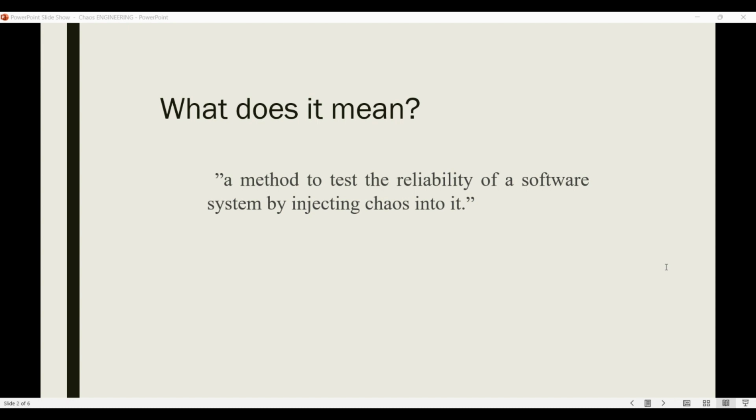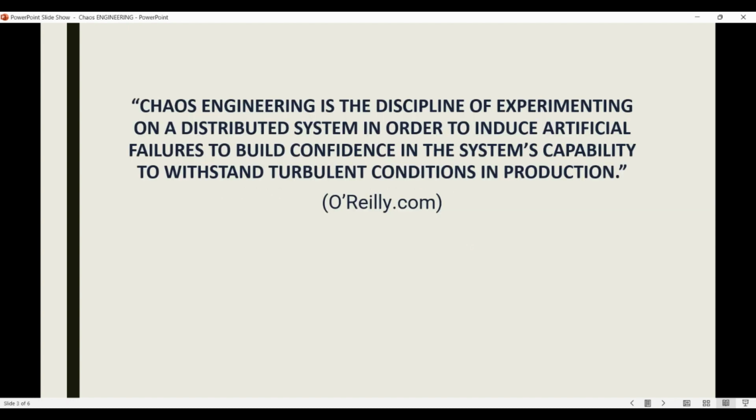These systems are complex and can be difficult to test fully using traditional methods. So, chaos engineering provides a way to test their resilience under real world conditions. And in that context, a more classic definition for chaos engineering can be: chaos engineering is the discipline of experimenting on a distributed system in order to induce artificial failures to build confidence in the system's capability to withstand turbulent conditions in production.